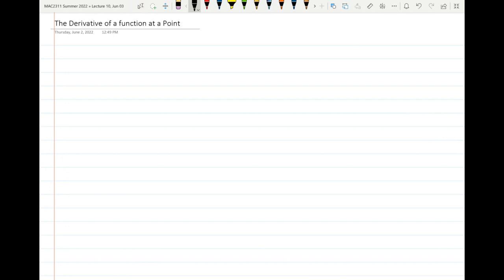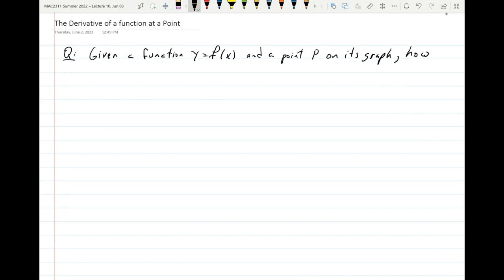Okay, so the basic question that we want to answer is the following. Suppose that we have a function, given a function y equals f of x and a point on its graph. Let's call it P. What we would like to do is make sense of the tangent line of the function at that point.